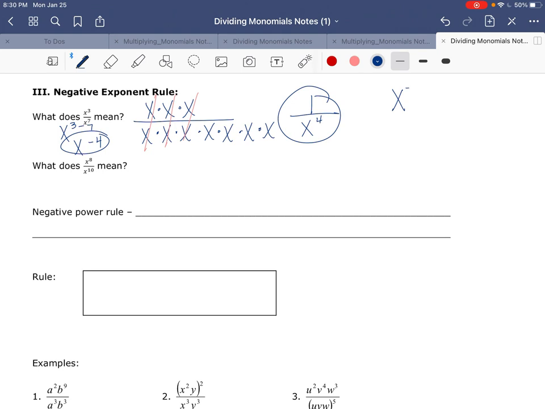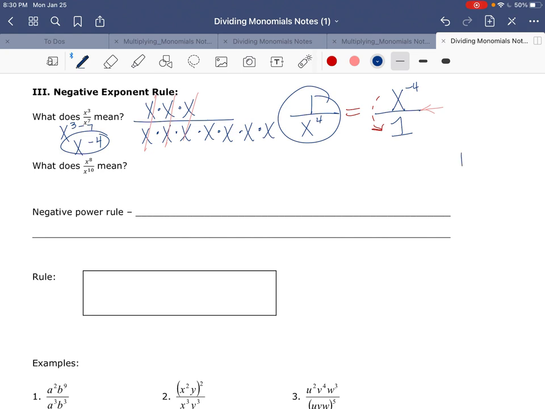So what happens is if I have x to the negative 4, and right now it's kind of like it's over 1, this fraction bar acts like a magic eraser for negative exponents. So if it's a negative exponent in the numerator and you drag it down to the denominator, it becomes a positive exponent. And vice versa.